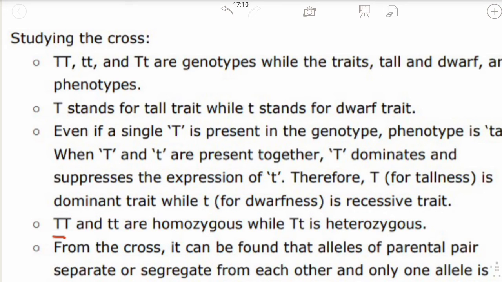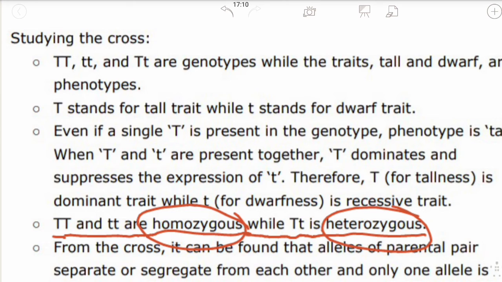Capital T capital T and small t small t are homozygous, while capital T and small t is heterozygous. First of all, you should understand what is homozygous and what is heterozygous. Homo refers to same, whereas hetero refers to different. So what is homozygous? Having two identical alleles of a particular gene. What is heterozygous? Having two different alleles of a particular gene. Okay, practically I am going to explain.